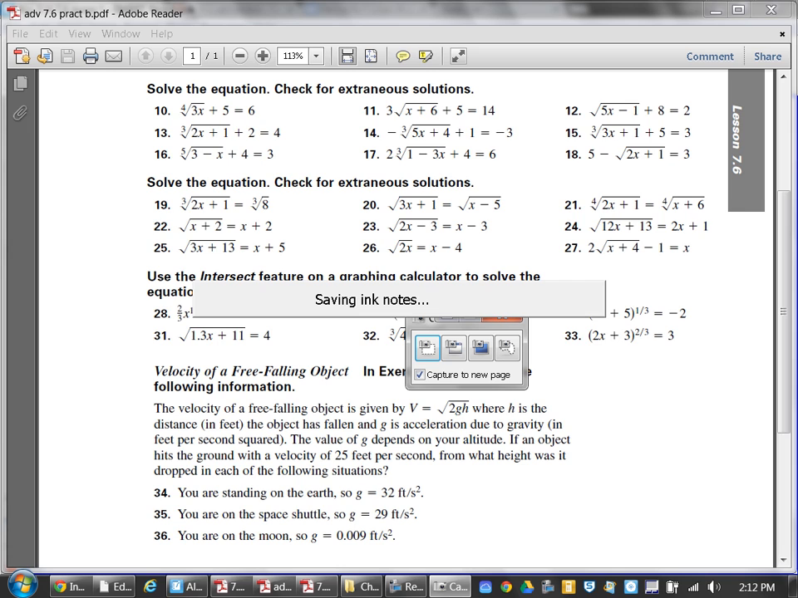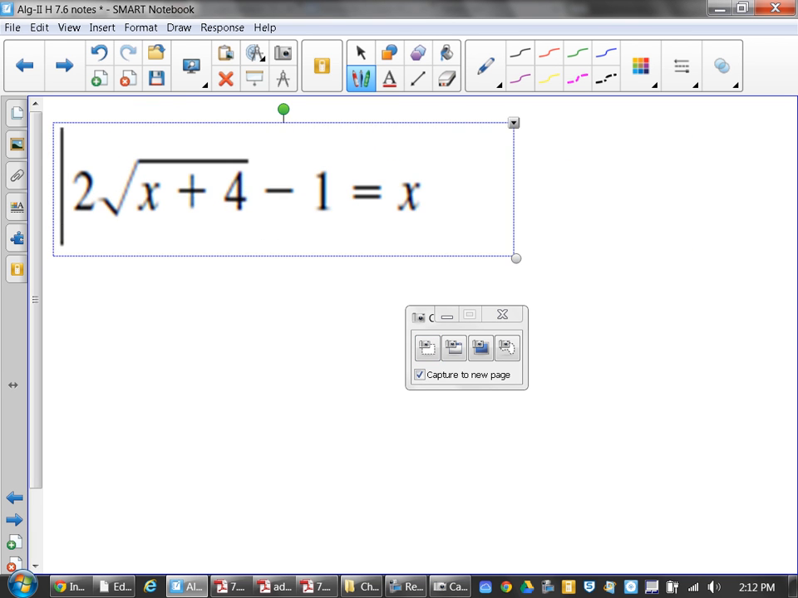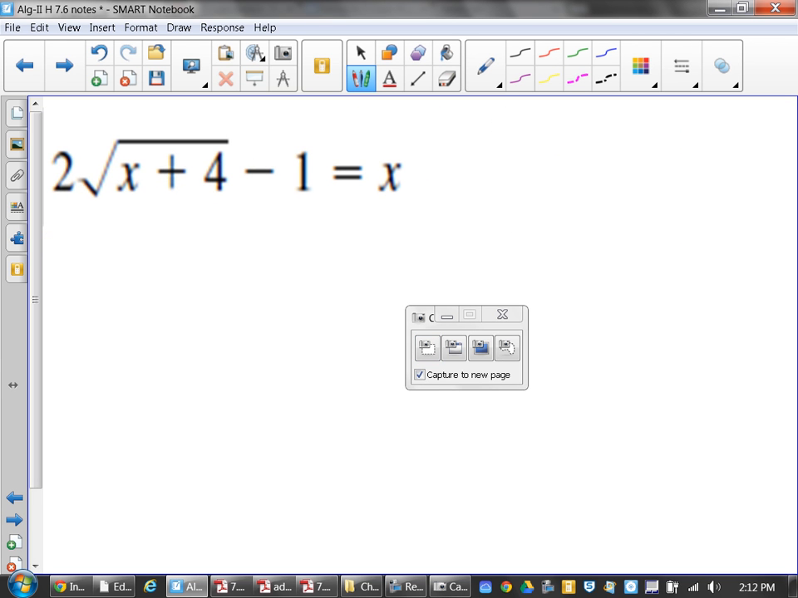I got a quiz for you. All right, let's go through this. 2 roots x plus 4, all subtract 1 is x.